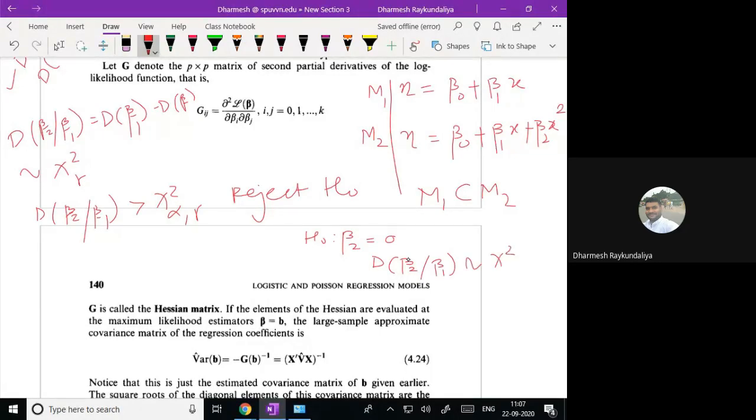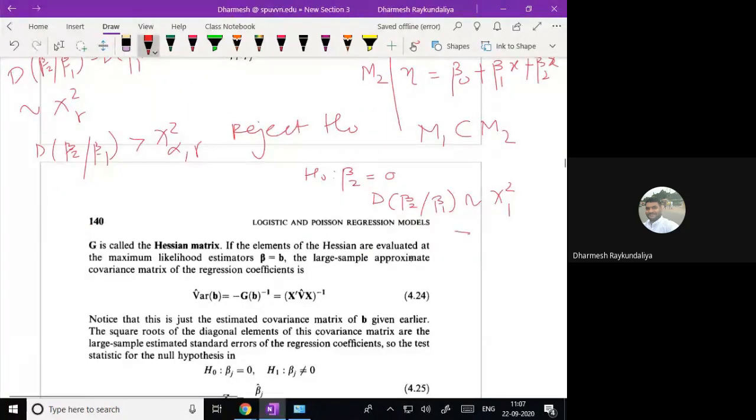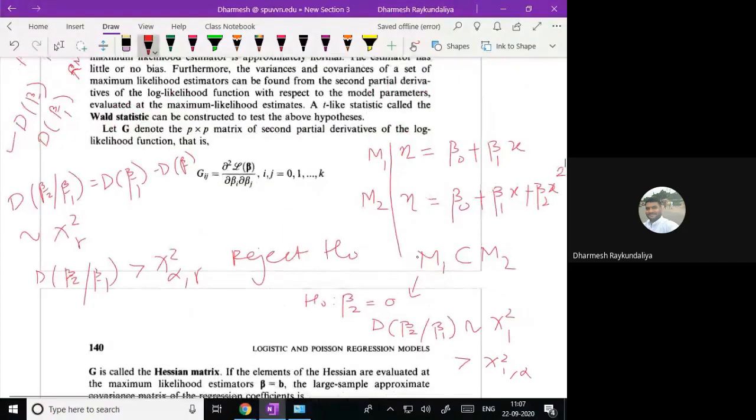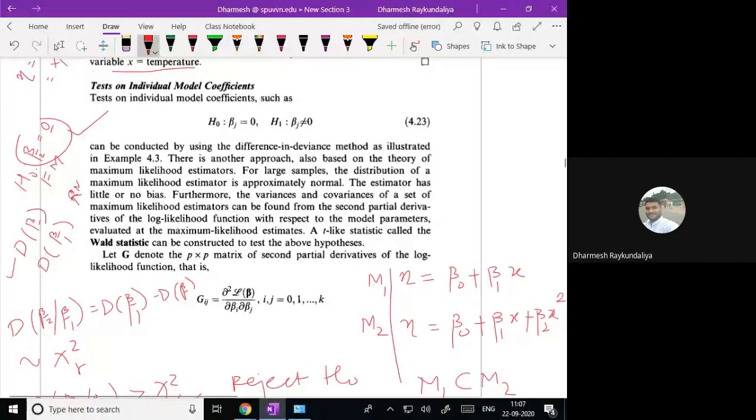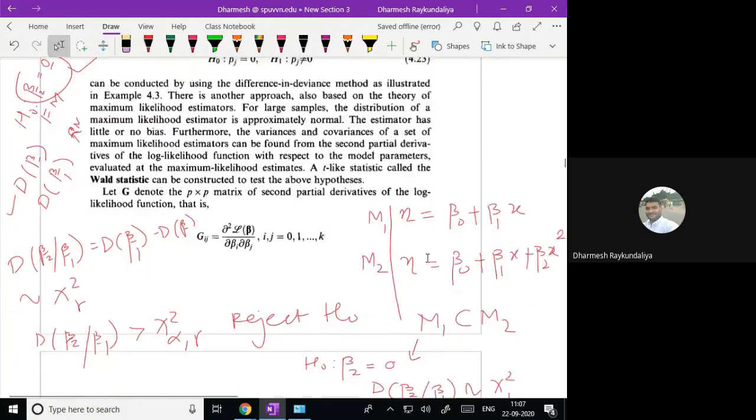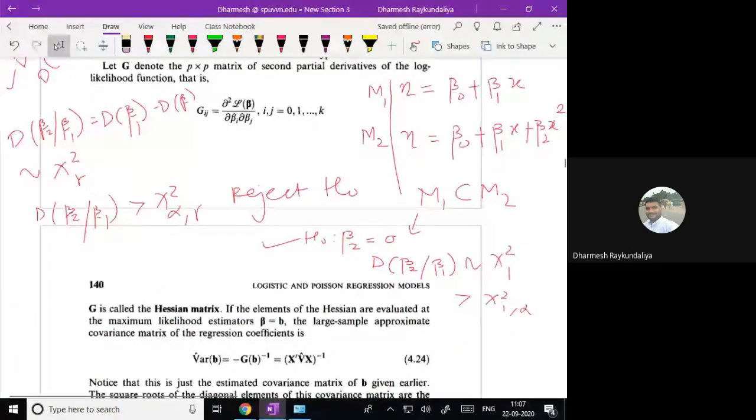which has a chi-square distribution with one degree of freedom because it has only one parameter. And if this exceeds the chi-square with 1 and alpha, we reject the H naught. That means the quadratic term is important for the model development. And if we accept the hypothesis, that means the quadratic term has no impact. So here we studied the subset of regressions through deviance. But the same deviance test of subset of regression can also be useful to test the individual regression coefficient. So you can proceed in two ways.